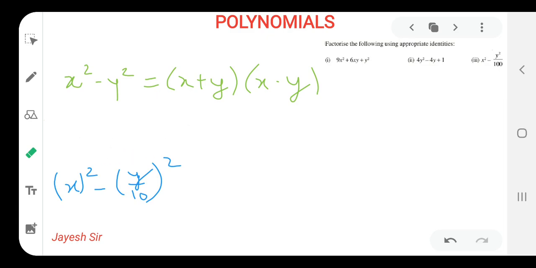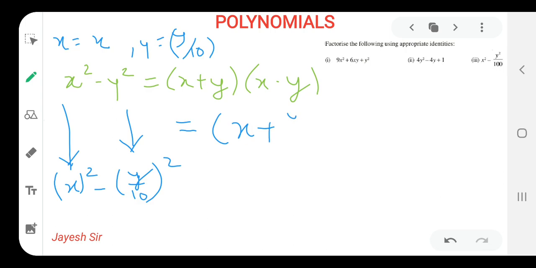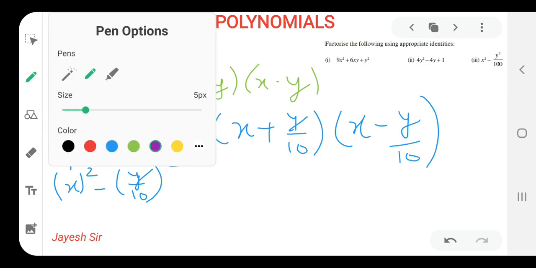Now we can directly write this step. So from this we can tell that the value of x is as it is and the value of y is y upon 10. So let's write the value of x is x itself and the value of y is y by 10 as per our question. So we'll put the value of x and y in the right hand side of the given formula. So the value of x as it is plus y by 10 into bracket x minus y upon 10. This is our answer, friends. I hope you all might be getting it. So that can be solved further also. So let's try to solve it further.